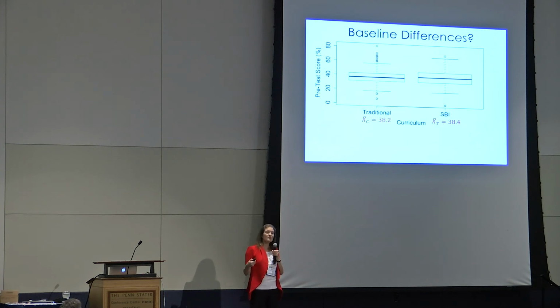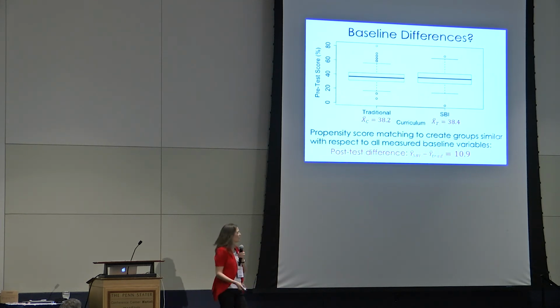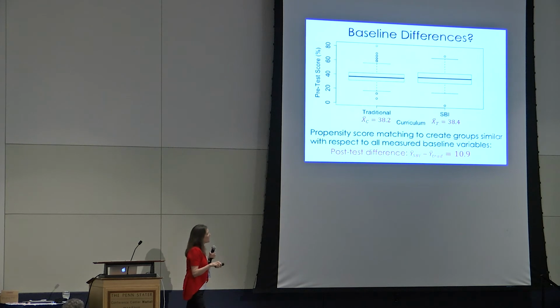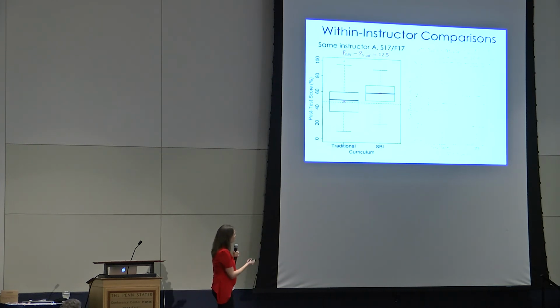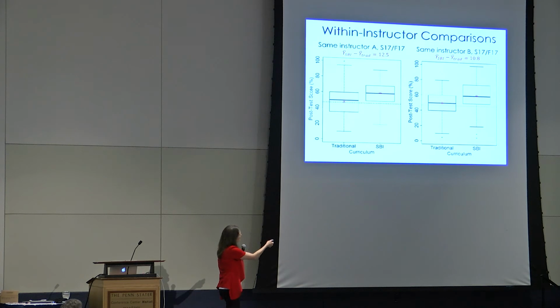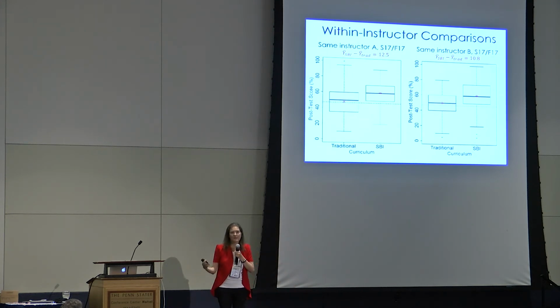But just to be sure, I went through and I used propensity score matching to create groups that were very similar on all the measured baseline variables we had data on, which were actually quite a few. And even after matching these similar groups, we still saw a post-test difference of about 11 percentage points higher in the SBI group. So that's balancing on students. What about instructors? So we're going to use one of the same tricks we saw earlier in the talk. We're going to look within instructors, within similar subgroups. So there's 2 instructors that had data, both traditional and SBI. So we can make comparisons within instructors. And for both of them, we're seeing the same kinds of effect sizes. Still around 12 percentage points different, still right around 11 percentage points different. So however you look at this data, you're still getting the same general idea.